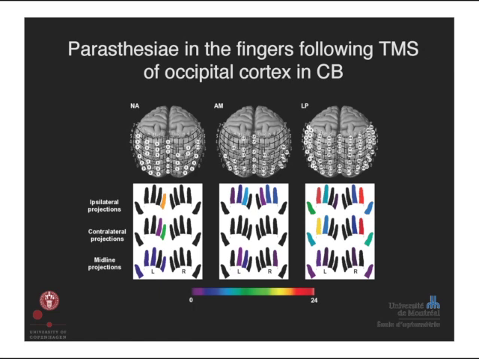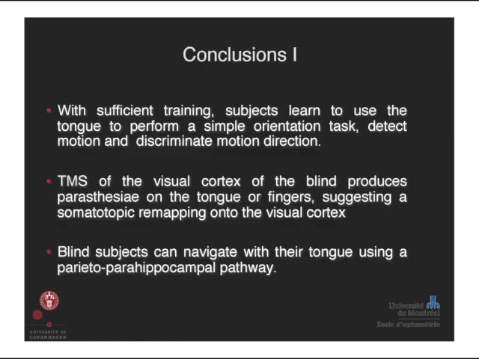The paresthesia: they start reporting these tingling sensations in the fingers in a task where they had to read Braille. And then we applied TMS to the occipital cortex, and each time we stimulated the cortex, we got sensation in the fingers. And then the somatotopy of the fingers was also displaced towards the back of the brain, to the occipital cortex.